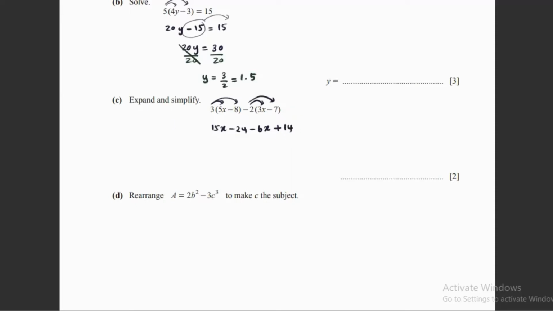So the like terms are 15x and minus 6x, which becomes 9x. Then I have minus 24 and plus 14, which is the same as minus 10.